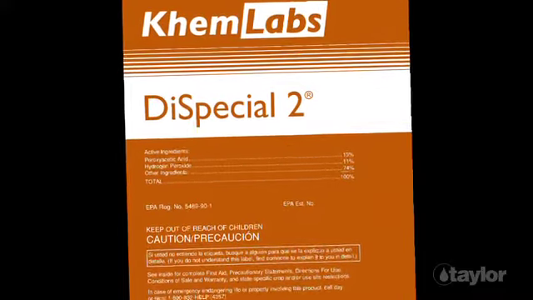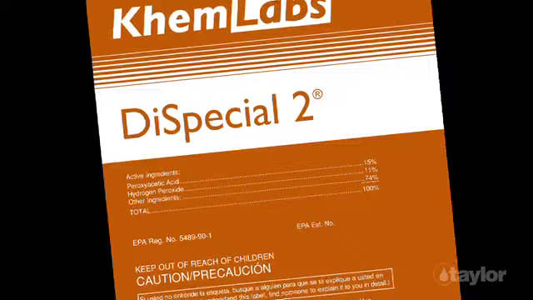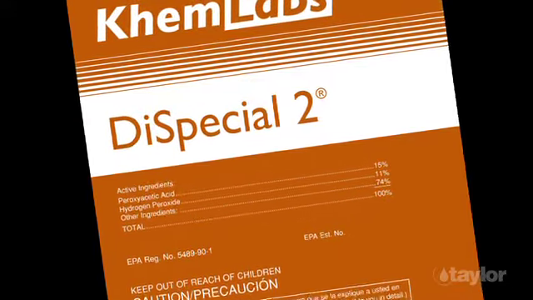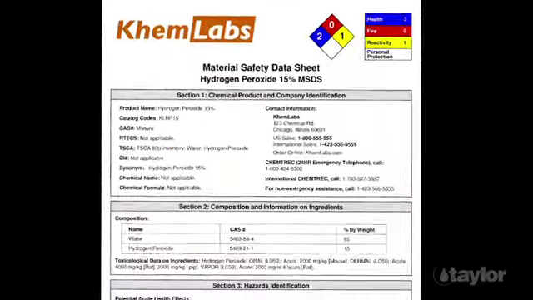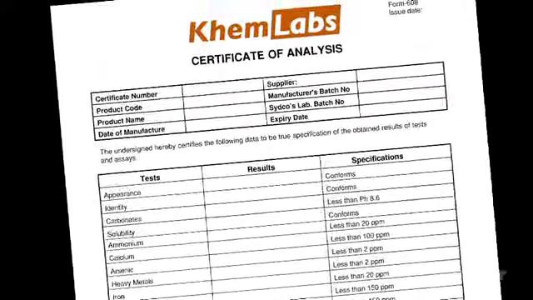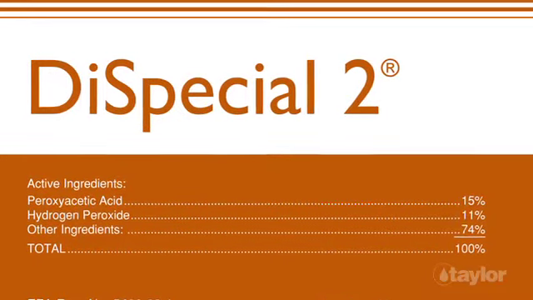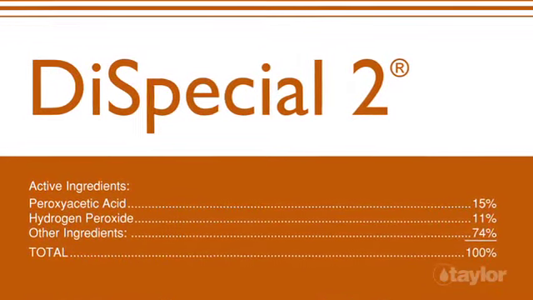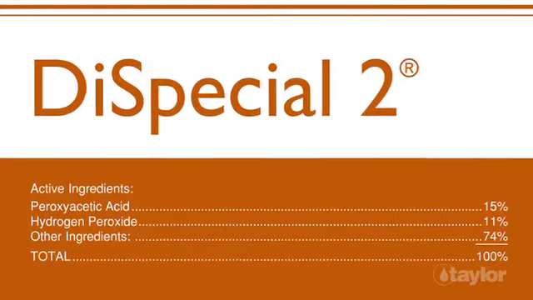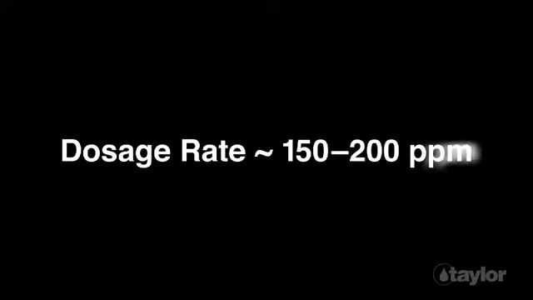The percentages of peracetic acid and hydrogen peroxide needed to calculate the product factor may be found on the treatment product label, MSDS, or Certificate of Analysis. For this demonstration, we will use a treatment product that contains 15% PAA and 11% hydrogen peroxide. The product concentration in the water is expected to be around 150 to 200 parts per million.